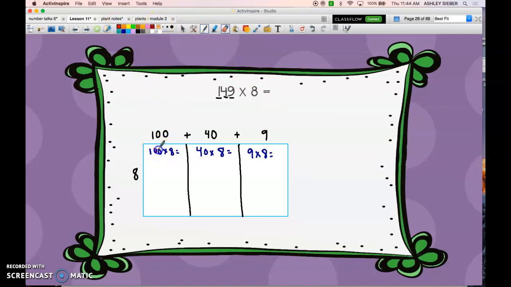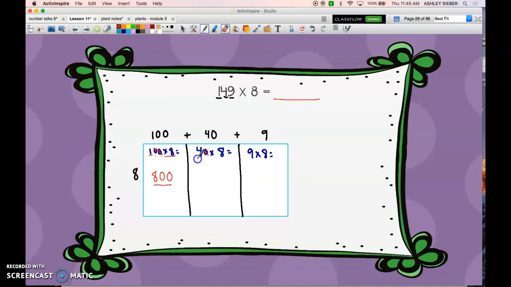Remember, I can mark out my zeros. 1 times 8 is 8. How many zeros did I mark out? 2. So I add them to my answer. 100 times 8 equals 800. This is one of my partial products. It's part of the total product that I will get for my final answer.